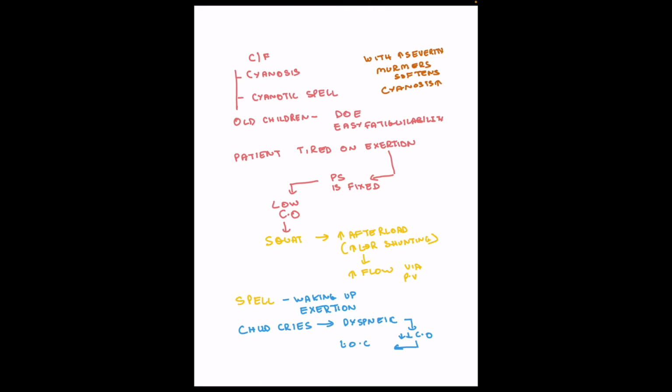Patients often tire on exertion in TOF because pulmonary stenosis allows only a small amount of blood to pass through the pulmonary valve, so it will lead to low cardiac output, and when the patient exerts, it will further worsen the low cardiac output. Often patients will squat to increase the afterload and increase the left to right shunting. These spells are often seen on waking up or on exertion. When the child cries, he becomes dyspneic as there is a further decrease in the cardiac output, and this can often lead to loss of consciousness.